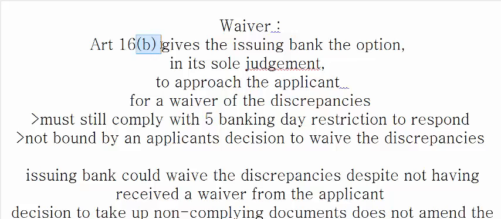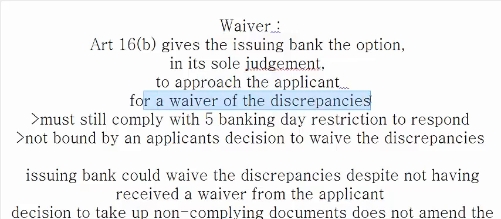Article 16b of UCP talks about discrepant documents, and it gives an issuing bank the option, in its sole judgment, to approach the applicant. It is an option, it is not compulsory, and the option is decided at their own discretion. Nobody can compel them. People can request them, but it is not compulsory or obligatory on the part of the issuing bank to approach the applicant, irrespective of whether somebody requested or not. And approaching the applicant is only for the purpose of consultation, and this approach will be for waiver of discrepancies.